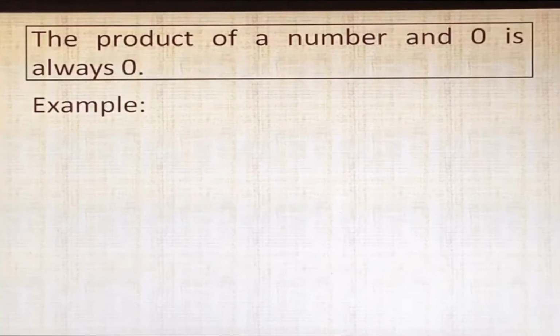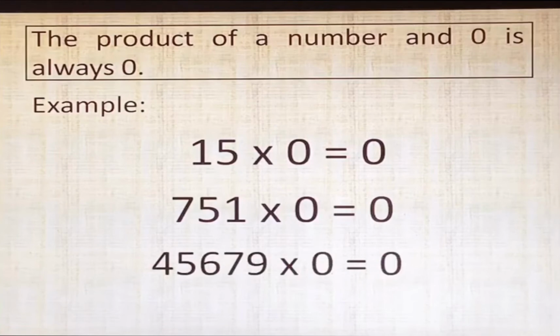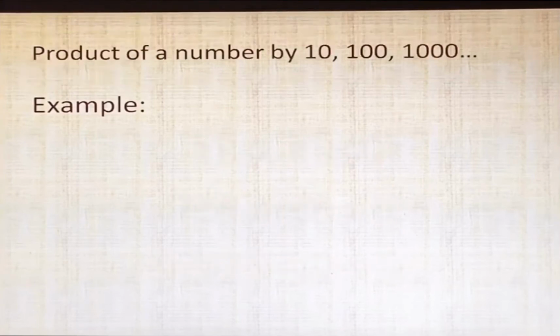The product of a number and 0 is always 0. So whichever number, however big it is, if we multiply by 0, we get 0 as the answer. So 15 into 0 is 0, 751 into 0 is equal to 0, 45,679 into 0 is equal to 0. So here we can see that in all the cases we have got 0 as an answer.